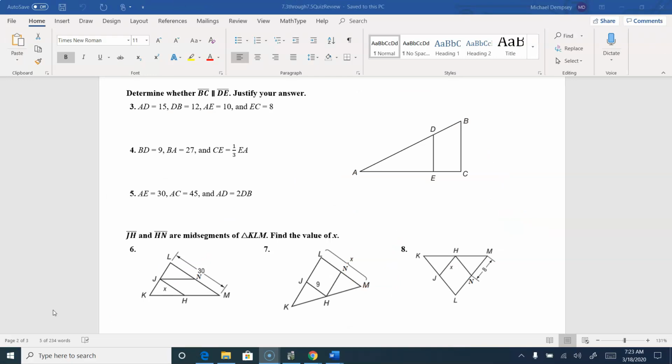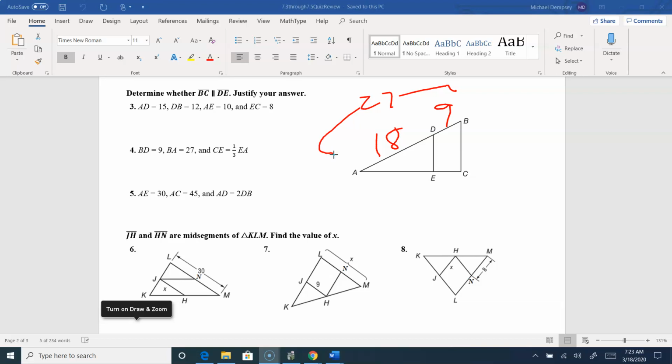Okay, now I move on to the next one where I have BD. So BD is 9, he's up here. And then BA is 27, that's the whole thing, right? So be careful, not this piece is 27, this piece would actually be 18 because they're telling me the whole thing is 27, right? So I have 9 and 18.